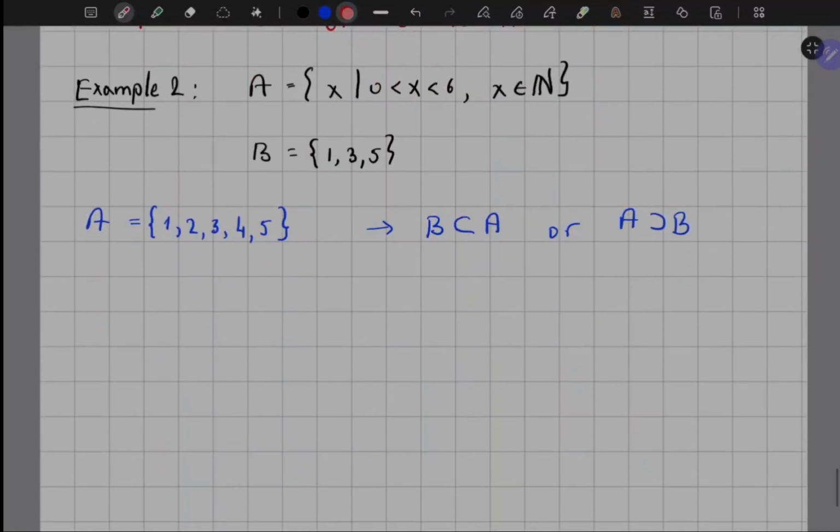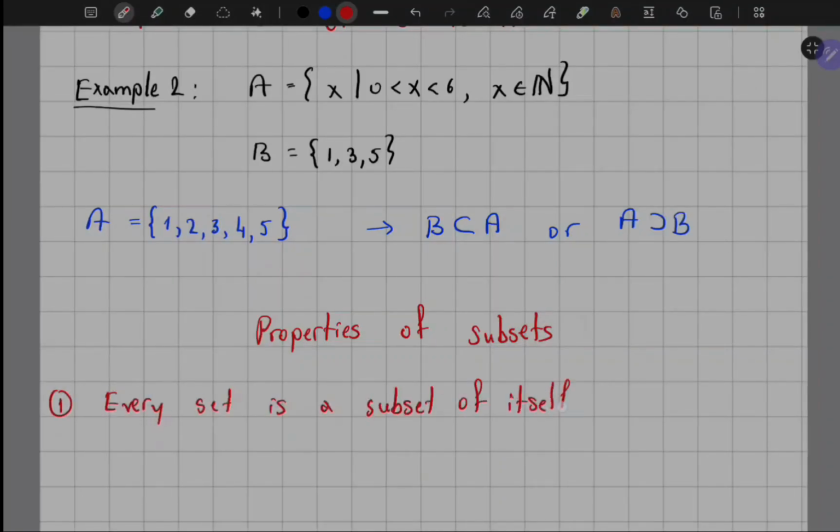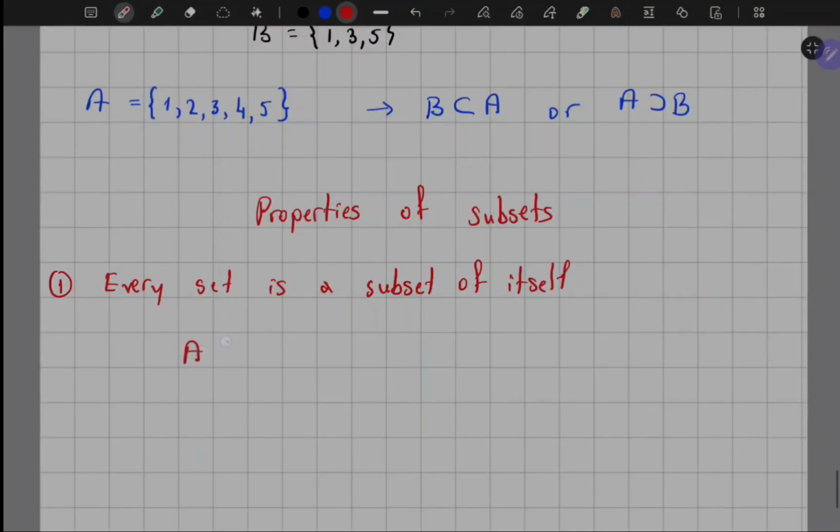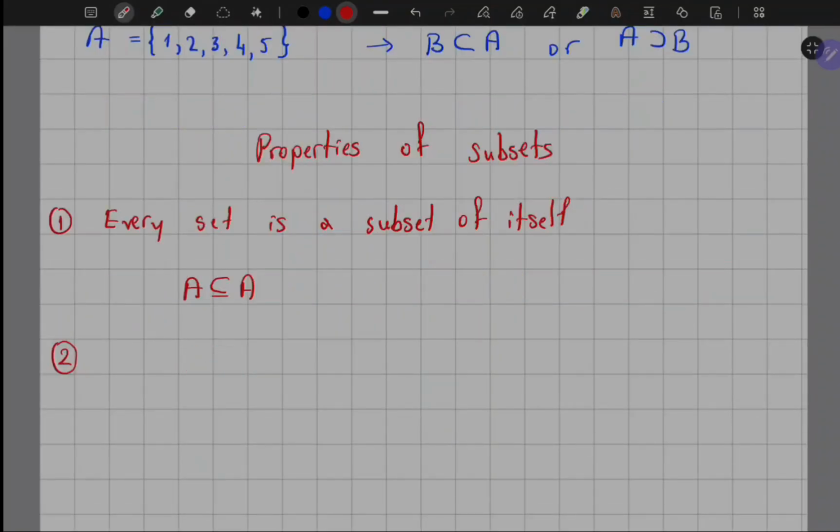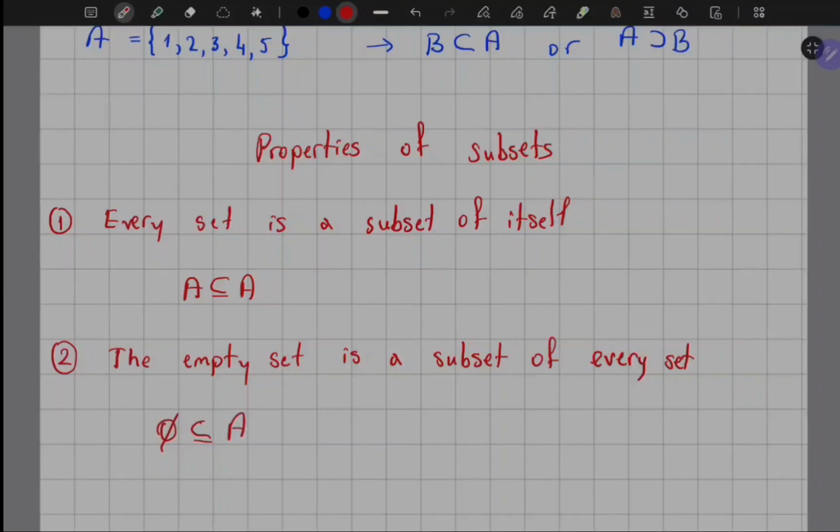Now let's see some properties of subsets. The first property is every set is a subset of itself. In other words, A is a subset of A. The second property is the empty set is a subset of every set. You can check our previous video for the formal definition of empty set. We can write this as empty set is a subset of A.